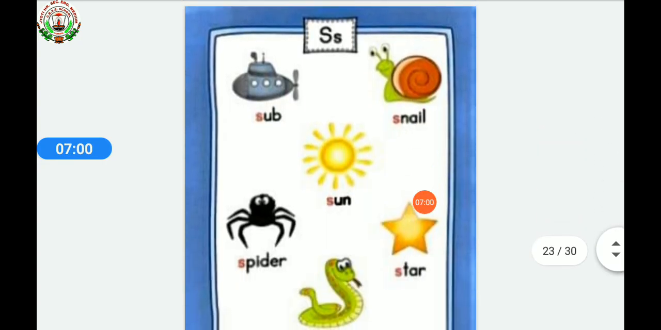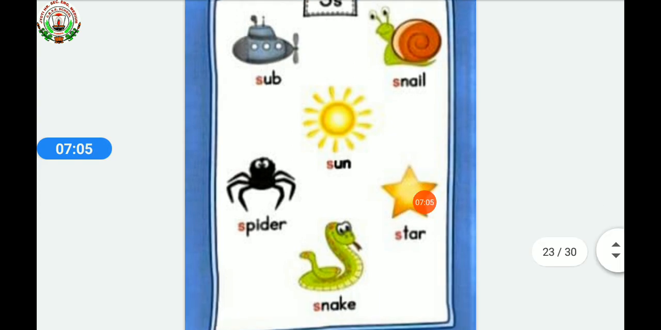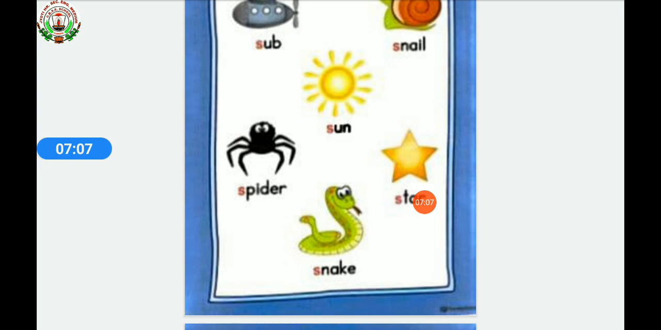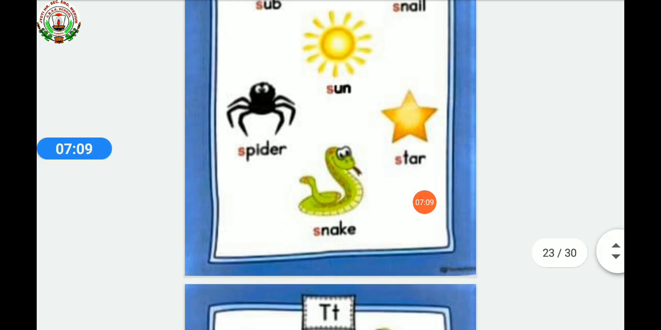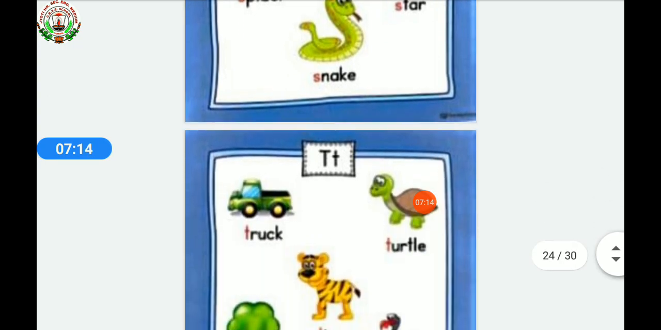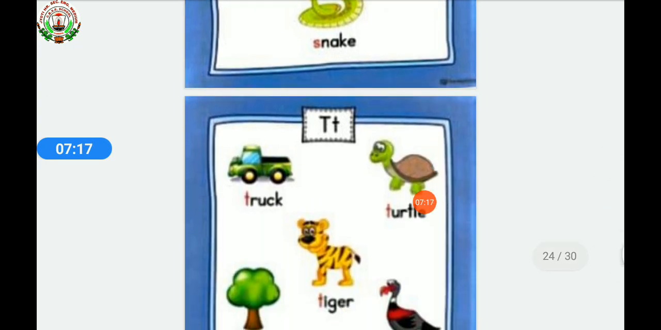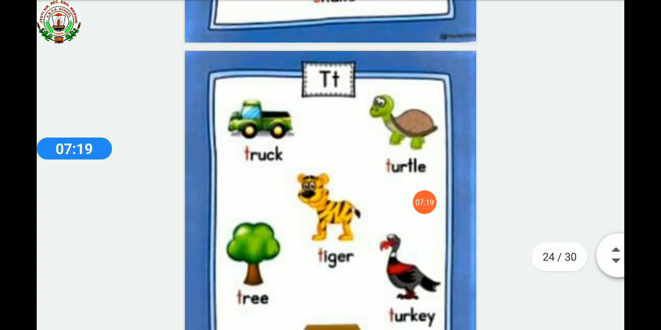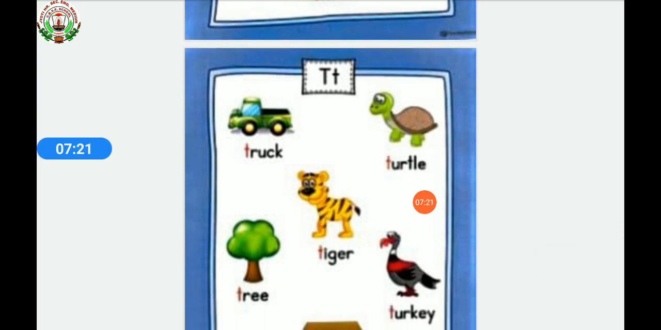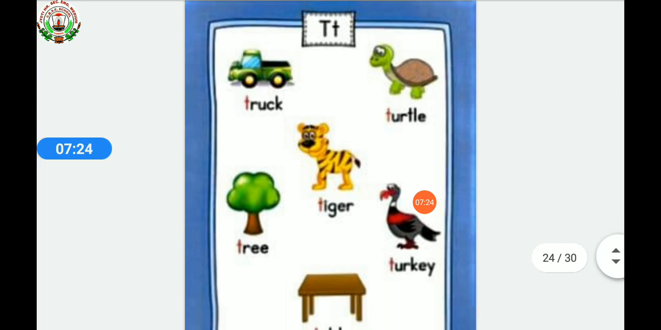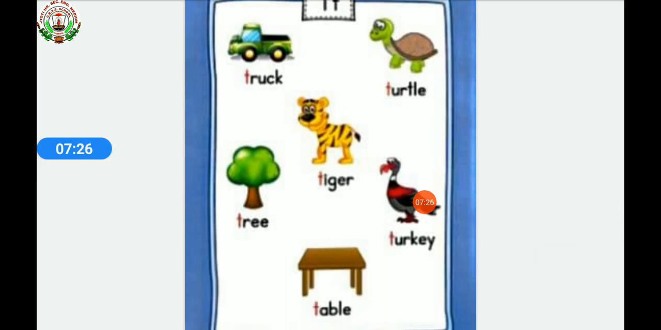Next letter is S. S for sub, S for snail, S for sun, S for spider, S for star, and S for snake. Next letter after S is T. T for truck, T for turtle, T for tiger, T for tree, T for turkey, and T for table.